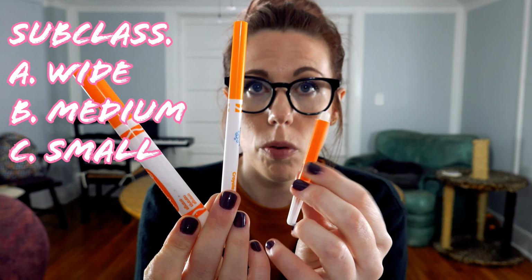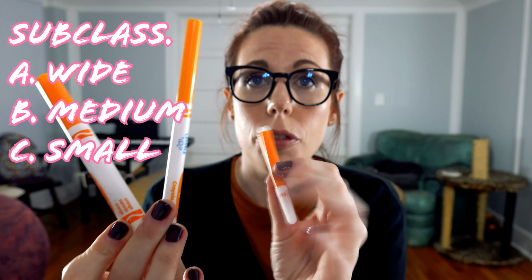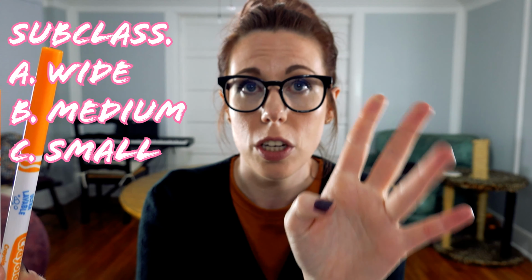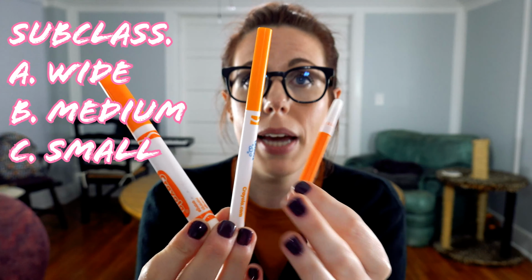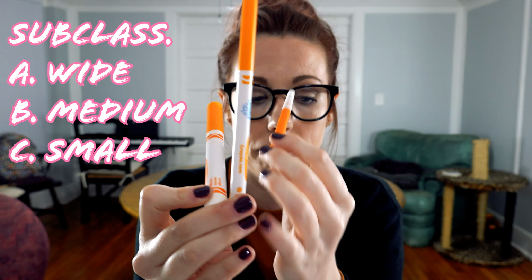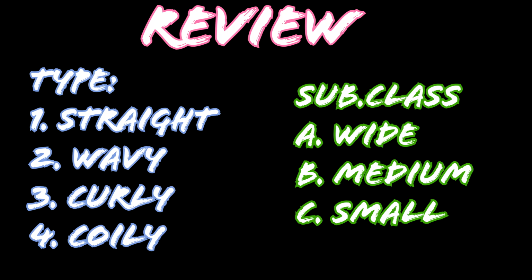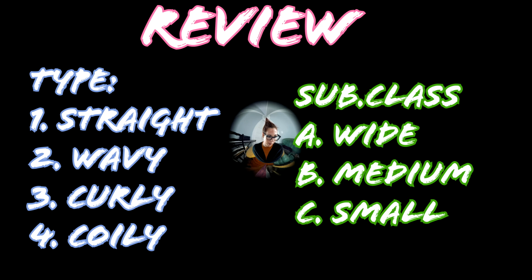I am going to draw some little curls for all 3 types, wavy, curly, coily, and then the subcategories, which is gonna be A wide, B medium, and C small. And I will show it to you in just a minute. We're skipping type 1 because that's straight hair and there aren't subtypes for straight hair. It's just straight and strong and shiny.